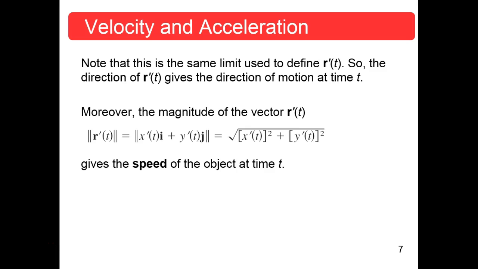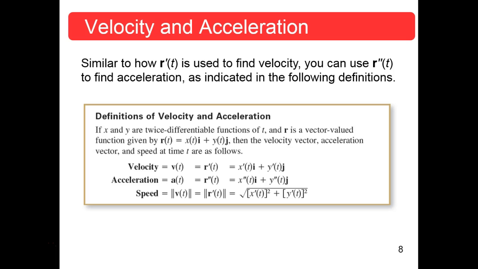The speed is a scalar quantity because you're taking the magnitude, whereas velocity is a vector quantity. I think you all did that in physics too. Now, similar to how r prime is used to find velocity, you can use r double prime to find acceleration, indicated by these definitions.